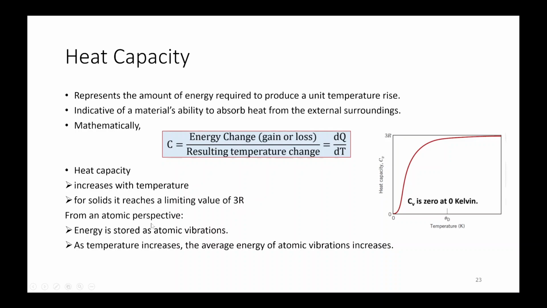From an atomic perspective, energy is stored as atomic vibrations, and as temperature increases, the average energy of atomic vibrations increases. So as we increase temperature, vibrations increase, and so the heat capacity also increases.